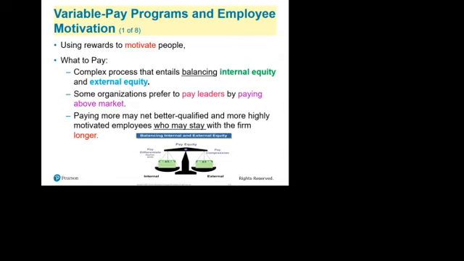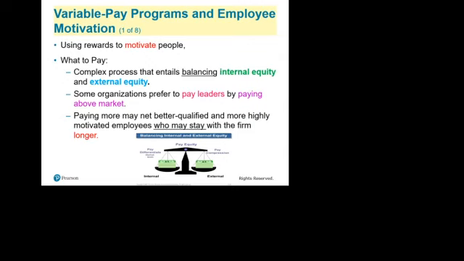Okay, we move to the rewards. How variable pay rewards and employee motivations. How pay or rewards compensation programs can be used to increase employee motivations. So using rewards to motivate employees, there are many ways of how to reward employees to increase employee motivations.